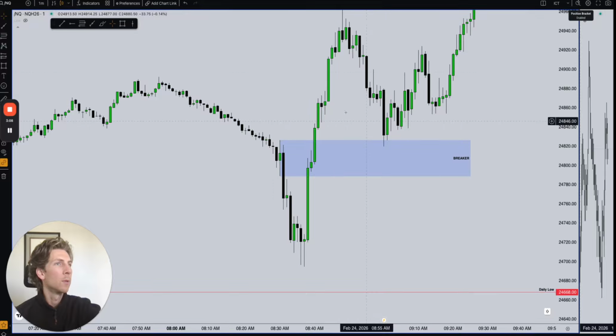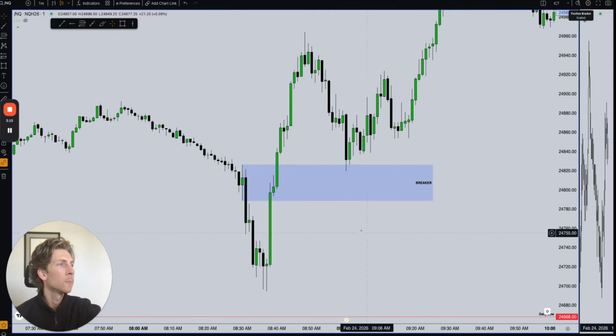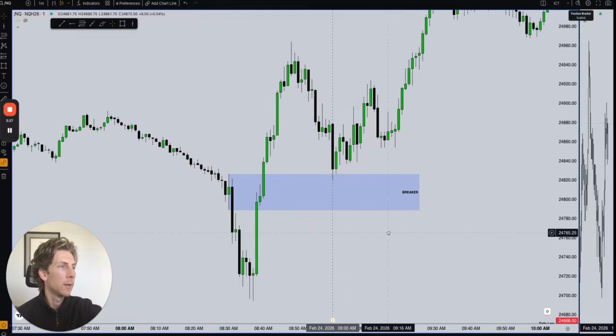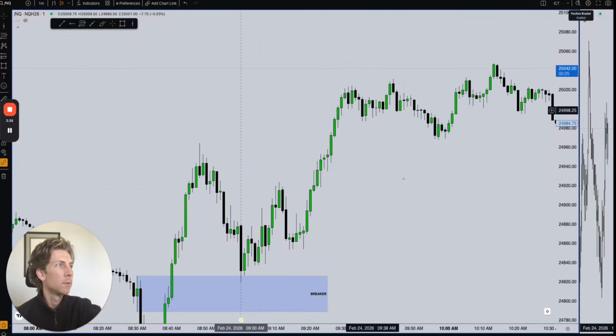And if you're waiting for the 9 a.m. kill zone, 9 to 10 a.m. Central or 10:30 a.m. Central, look at what time price breaks here or touches this breaker. 9 o'clock on the dot, right during the kill zone. This can be your entry. 24,826. We ended up running 200 plus points higher.